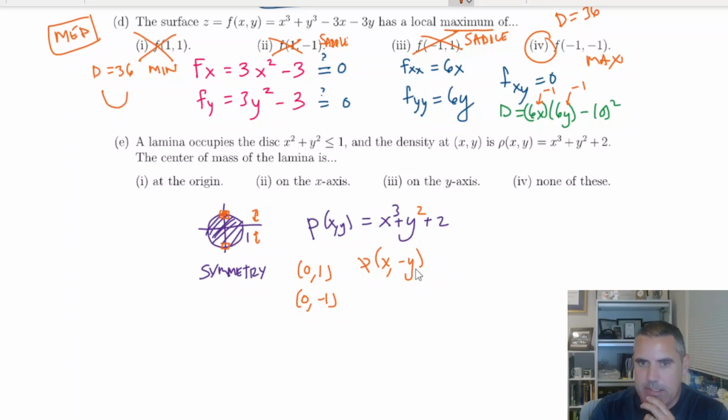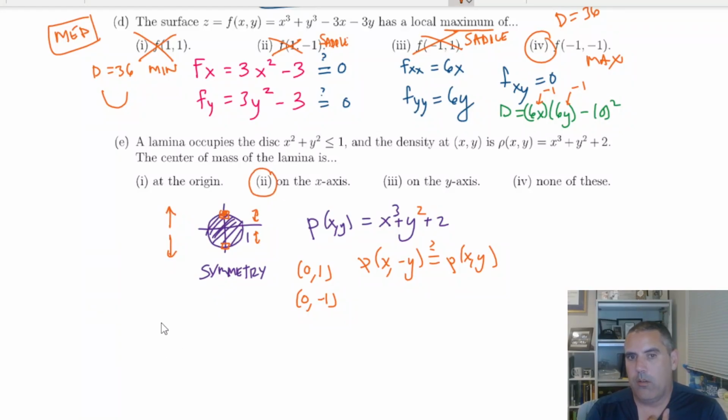What I'm asking is, are these two things the same? And they are because of the square. So there is symmetry this way. So the region is symmetric this way, and the density is symmetric. So the center of mass has to be on the x-axis.